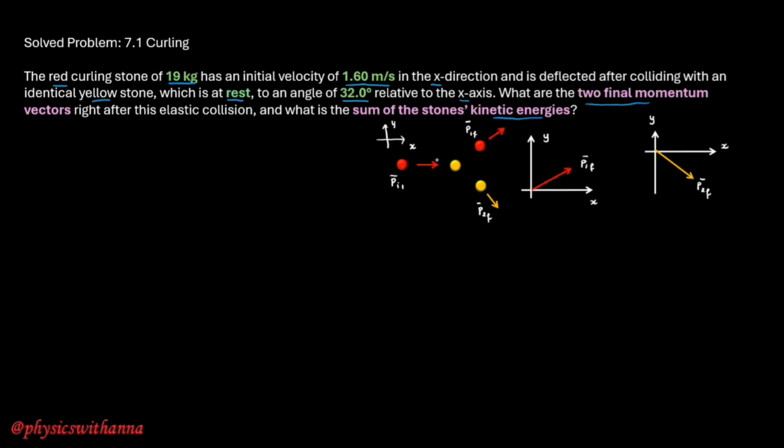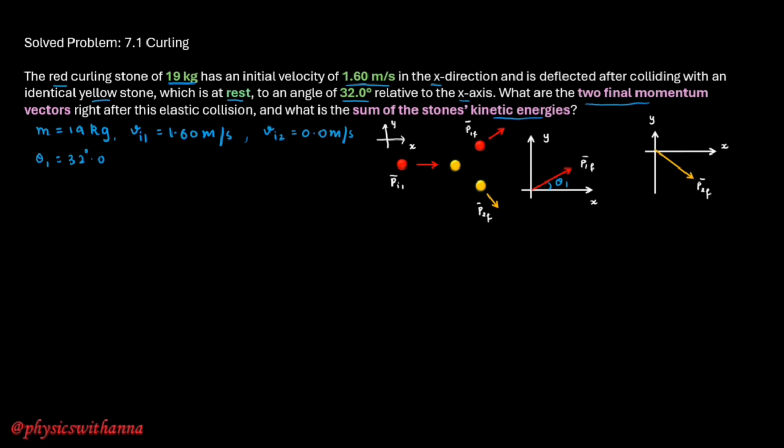So here in this question, you have a red curling stone that has a mass of 19 kilogram and it is moving with an initial speed, which we write as V initial 1, of 1.6 meter per second along the x-axis, and it hits another identical yellow curling stone which is initially at rest. So we write V initial 2 to be 0. After collision, the red stone is deflected by an angle theta 1 of 32°. So we write theta 1 as 32° with respect to the x-axis.